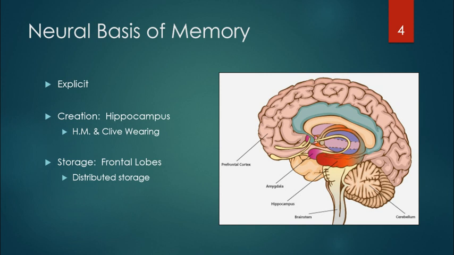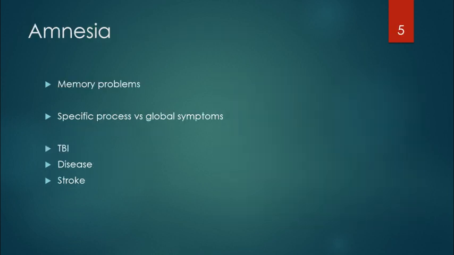So if you were unfortunate enough to experience a traumatic brain injury to your frontal lobes, you might experience some form of amnesia. Let's talk about amnesia. Amnesia is a general term for memory problems, and that could mean a lot of different things. You could have problems creating memories, like HM and Clive Wearing. That's a very extreme form of amnesia. Or you could have problems retrieving those memories. So your hippocampus is fully intact, but for whatever reason, you're having difficulties pulling memories out of the frontal lobe or different areas of the cortex.